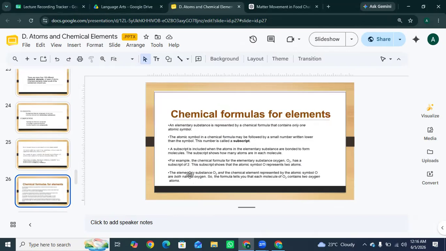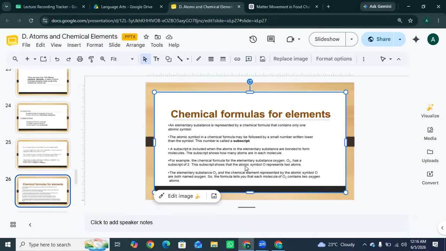So for example, the chemical formula for the elementary substance oxygen, O2, which I have discussed, has a subscript of 2, which means that the atomic symbol O represents two atoms. The elementary substance O2 and the chemical element represented by the atomic symbol O are both named oxygen.